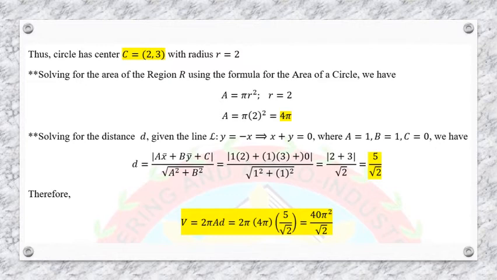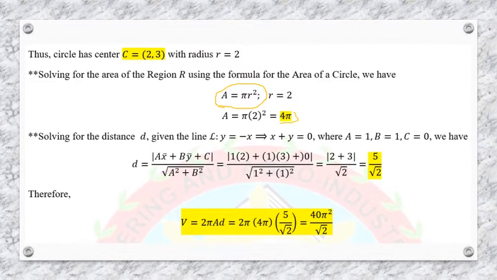And then after that, solving for the area of the region R using the formula for the area of a circle, we have A is equal to pi r squared. So, ang formula ng circle class, area ng circle is pi r squared, where r equals to 2, yung pi is constant. So, we have A equals pi, replace r by 2, and then quantity squared. So, 2 squared is 4 times pi, that is equal to 4 pi. So, ang area natin class equals to 4 pi.